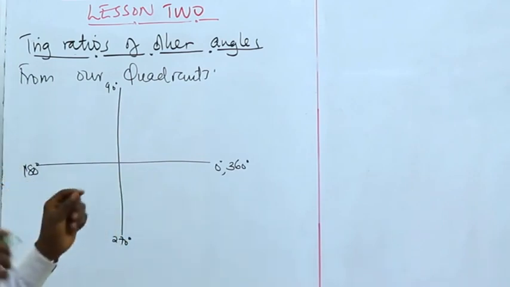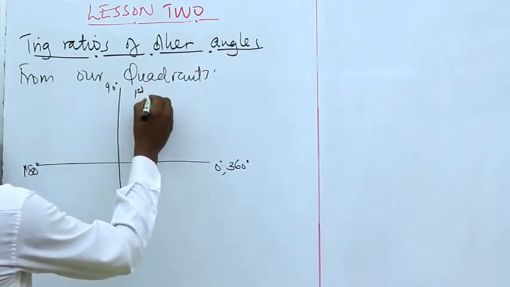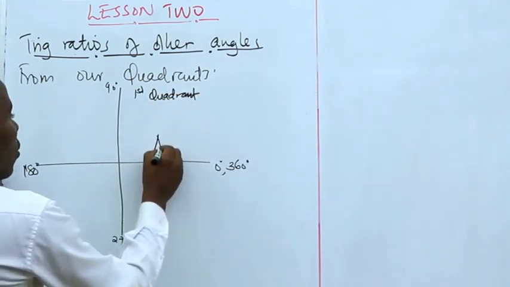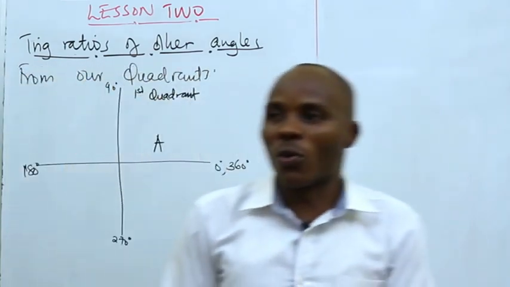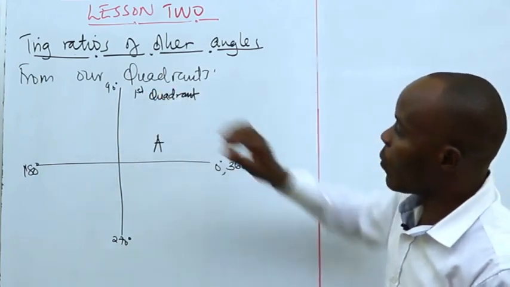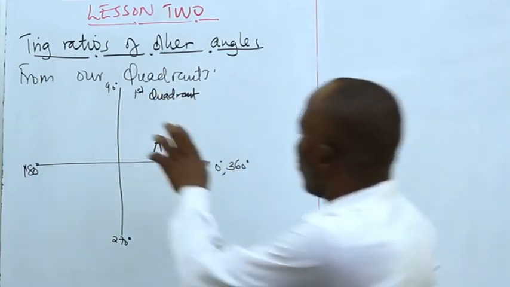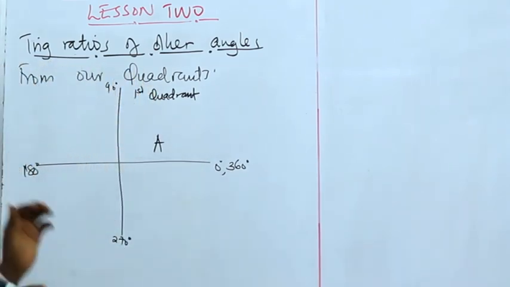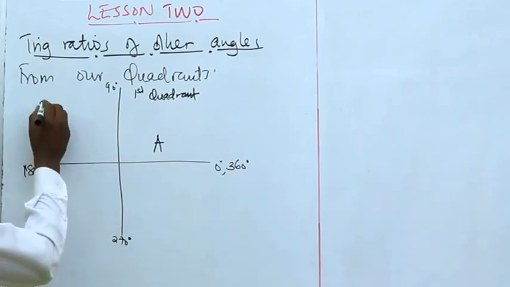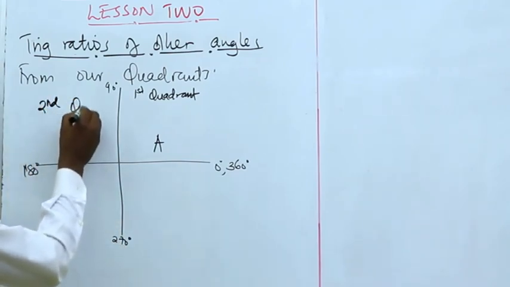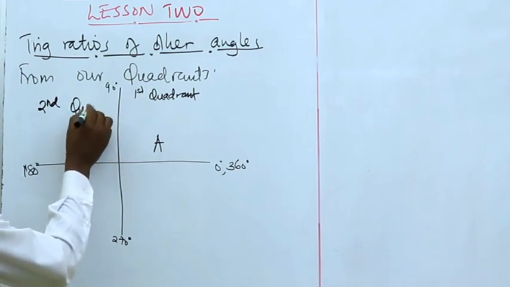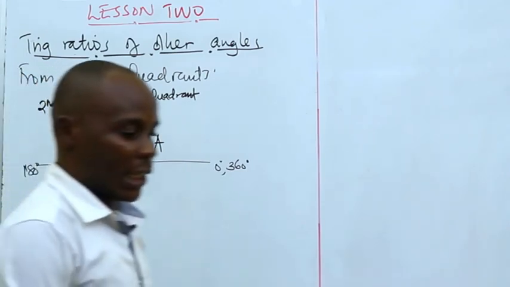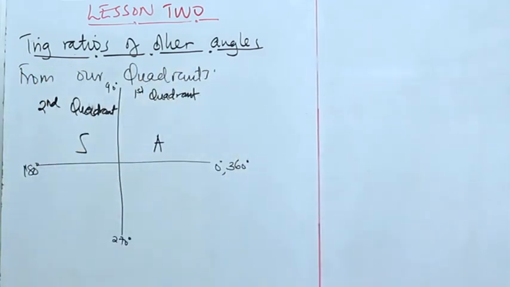In the first quadrant, remember I've said that this is the first quadrant. In the first quadrant, all trig ratios of angles here, A stands for all. All the trig ratios of angles in the first quadrant are positive. In the second quadrant, we have letter S. S stands for sine.